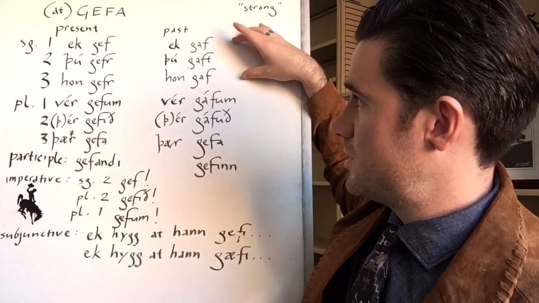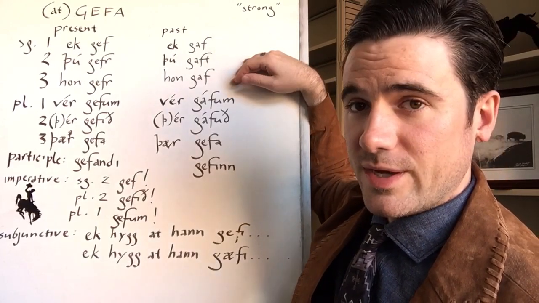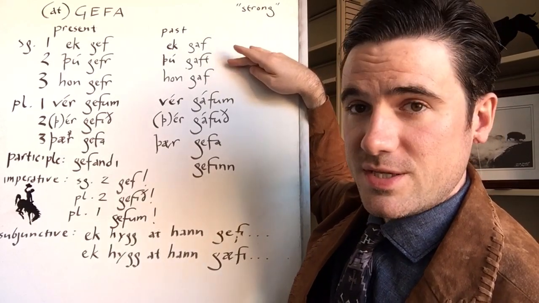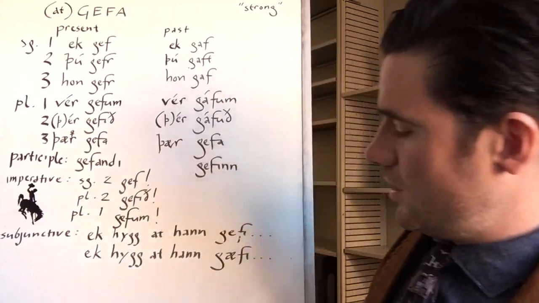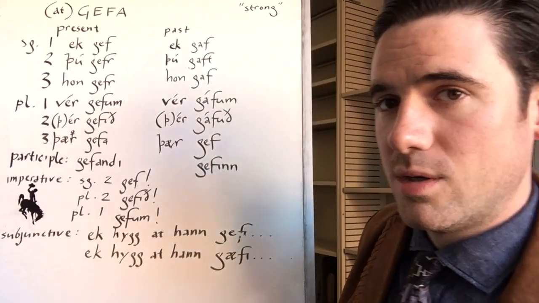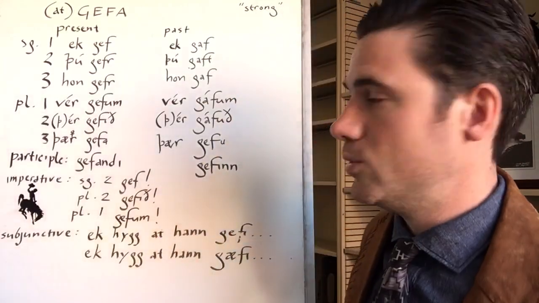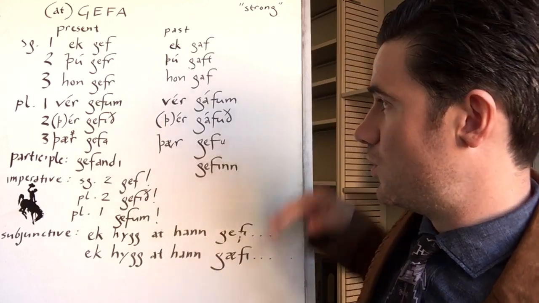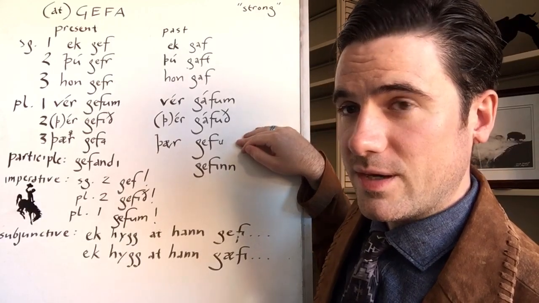The first and third singular past tense of a strong verb look the same. Ek gav, hon gav, I gave, she gave, same form. The second person singular, however, does add a t, so thu gaft, you gave. And then in the past tense plural we have u, which we also have in the weak verbs. So golvum, ver golvum, we gave, ther golvuth, y'all gave, and thir golvu.